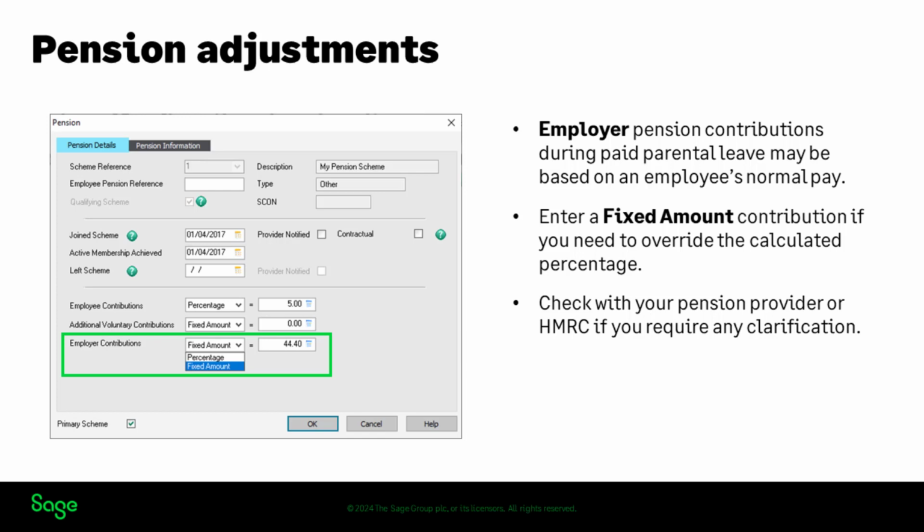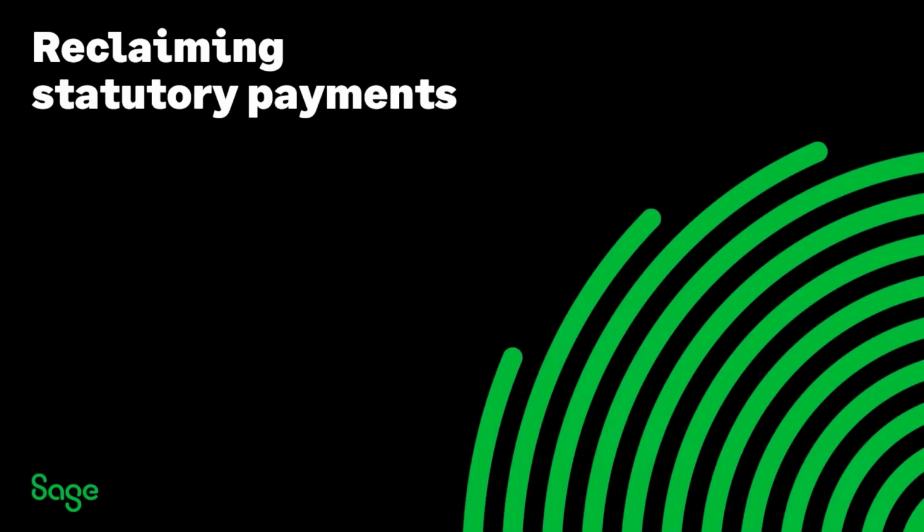But now that we've done our pay run, we're happy with everything so far. I've submitted my FPS. It's going to be a case of reclaiming those statutory payments. And for this, I'll pass you back to the lovely Duncan. It's over to you. Thank you very much, Alice.